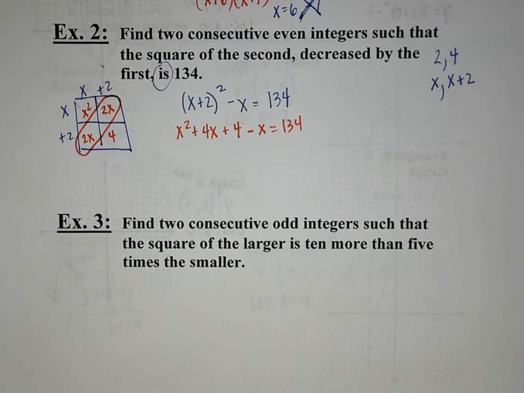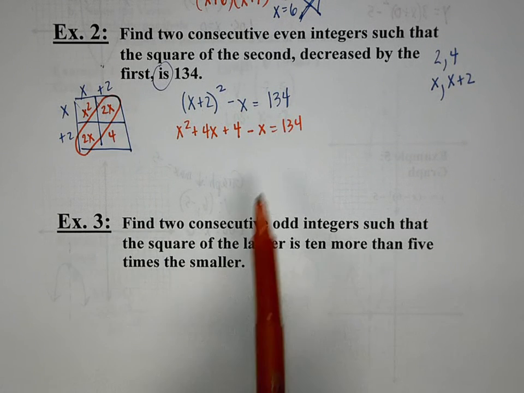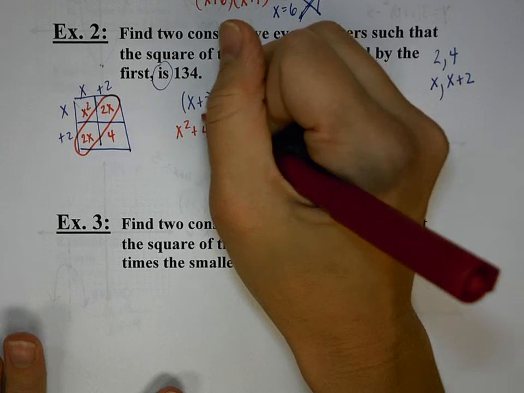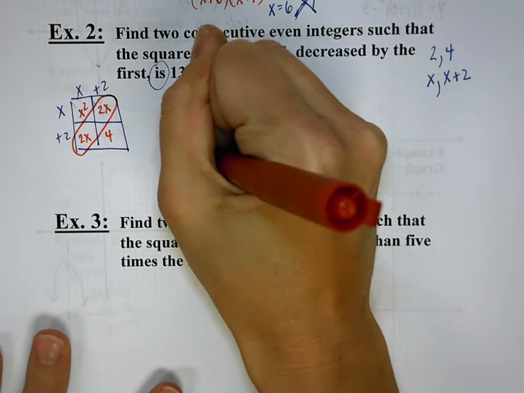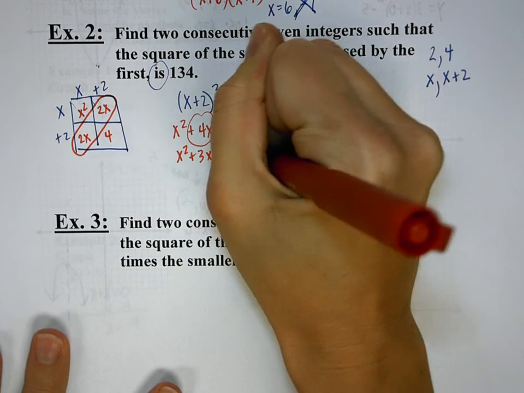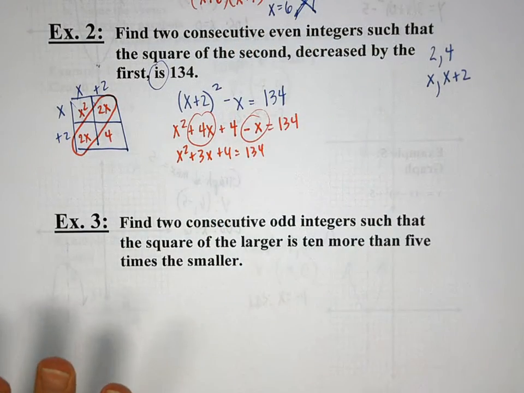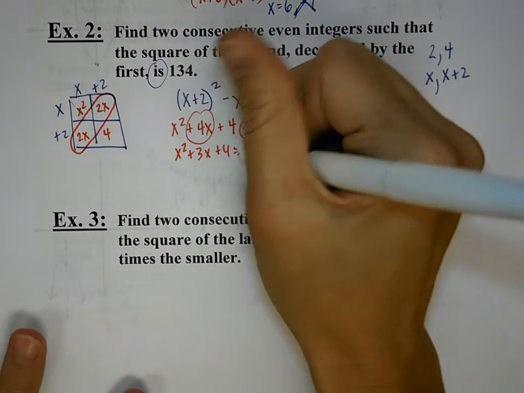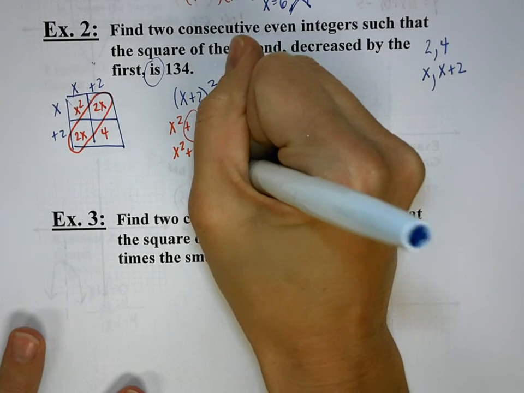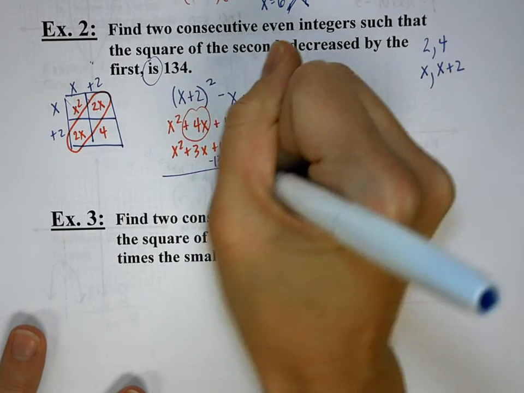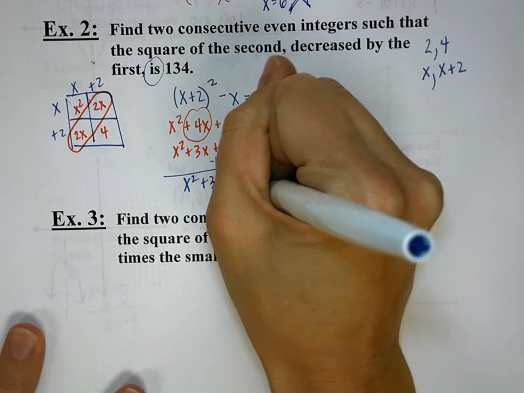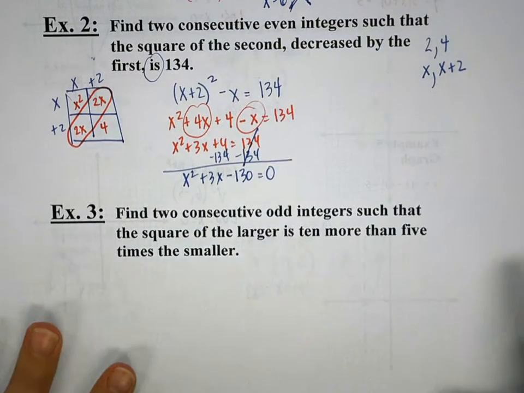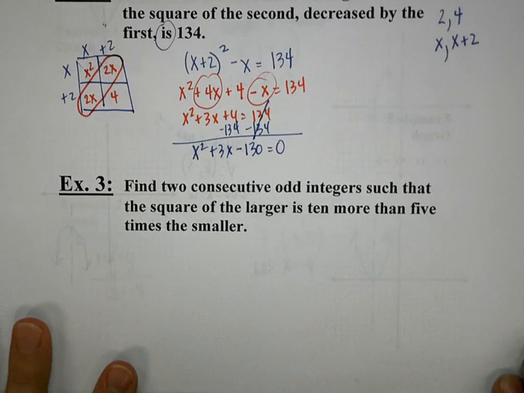Questions right now? Am I going too fast? No? Then I would combine my like terms. So I have a 4x and a negative x, which will make x squared plus 3x plus 4 equals 134. And then what will I do? Good, subtract 134 to make it set equal to 0 so that I can factor. I have x squared plus 3x minus 130 equals 0, because we subtract and take the sign of the larger number.